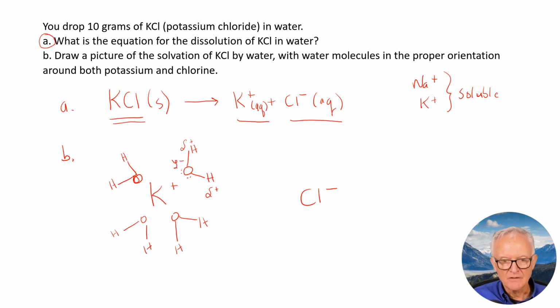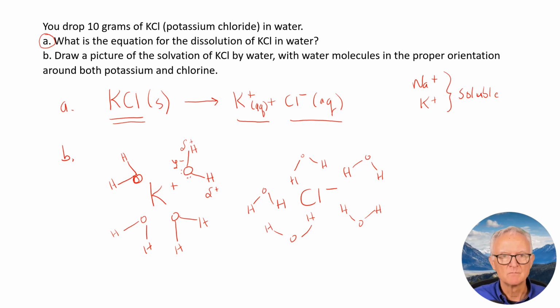The chlorine, on the other hand, will have the positive pole, the hydrogen, oriented toward it. So it will be surrounded like this with water molecules, with the positive pole oriented toward the chlorine. All right? And exactly how you draw the rest of the oxygen or the water molecule is not that important. The main thing is that you show that the positive pole, the hydrogen, is the one that's oriented toward the chlorine. All right, that's how you do this problem. Next.